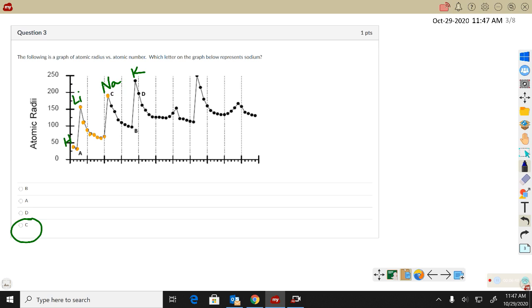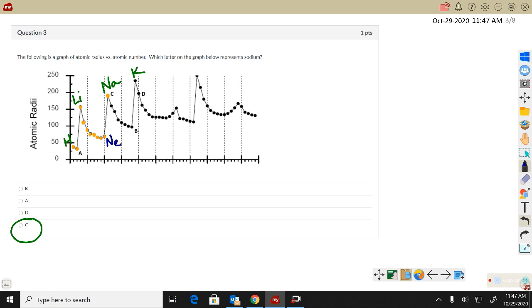But this graph shows the trend in radius. If I look at a group going down from hydrogen to about potassium, the radius should increase. If I look at a group going across, the radius decreases. So for example, if I take lithium, that's element number 3, and then 4, 5, 6, 7, 8, 9, 10. So this dot here would be neon.